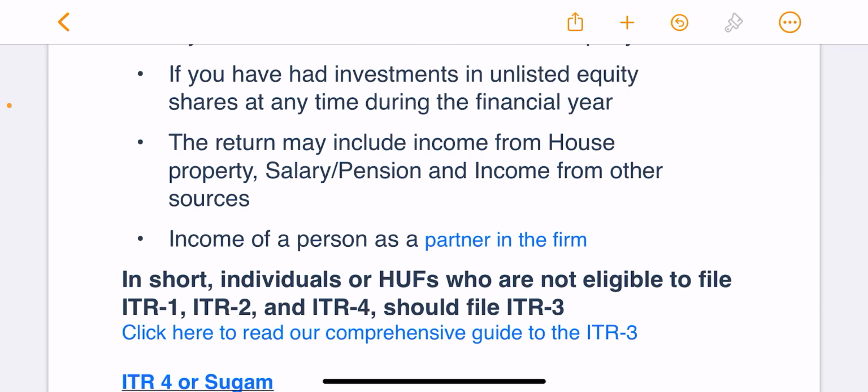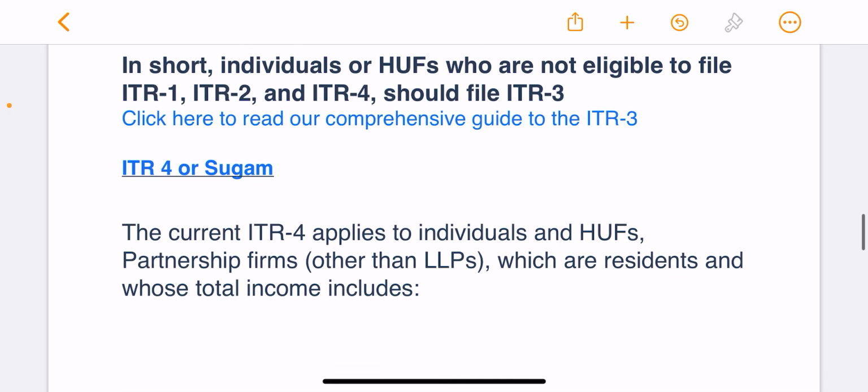The specific thing is there is no limit of income. If you have zero income, you still need to mandatorily file ITR 3. But if your income is less than the basic exemption limit, then you don't need to file.